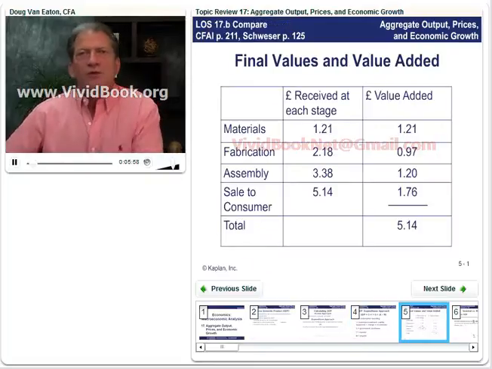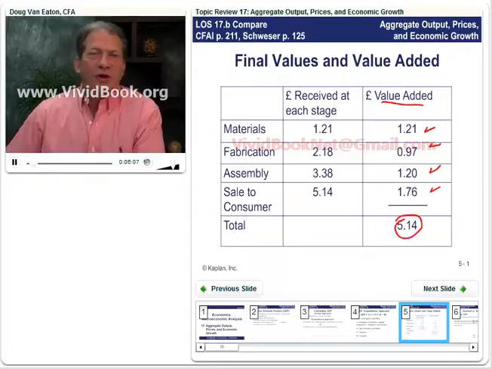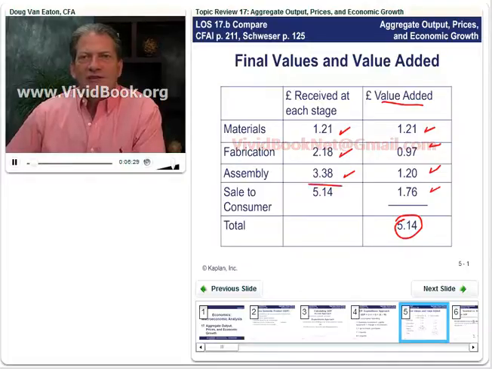Now, I mentioned that if we add the value added at each stage of the production process, we come up with the sum, right? The sum of the value added. Well, over here on the left, we've got value added at each stage. So the materials are $1.21 here, or 1.21 pounds. The fabrication, 2 pounds 18 pence. Assembly, 3.38. And so if we add all those up, we get to this same amount right here.